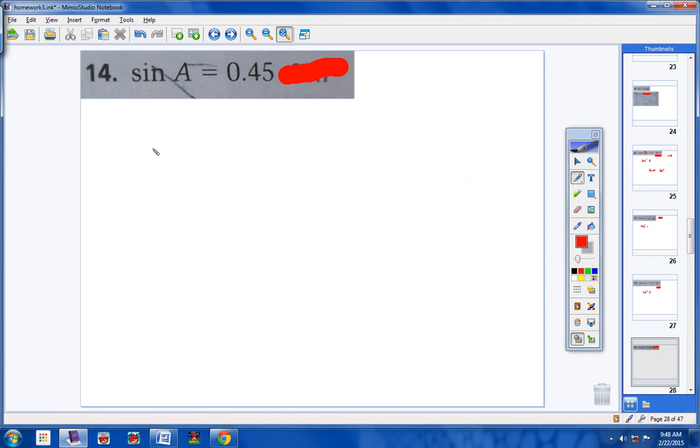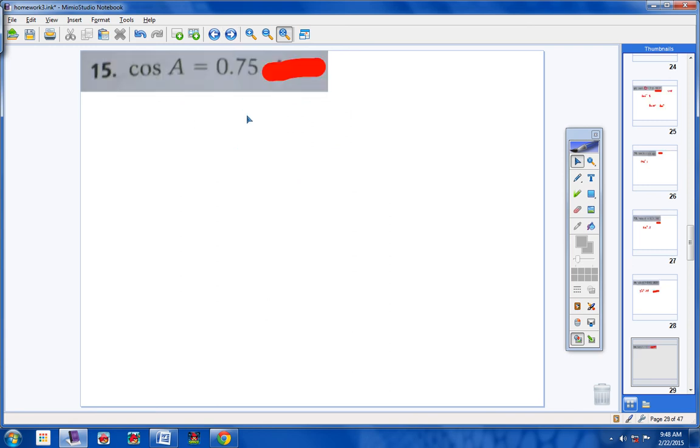We're missing an angle, so we're going to type in sine inverse of 0.45. Hit enter on your calculator, round correctly, and you'll get 26.7.